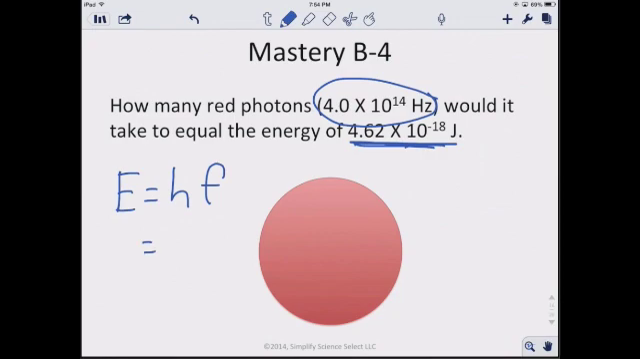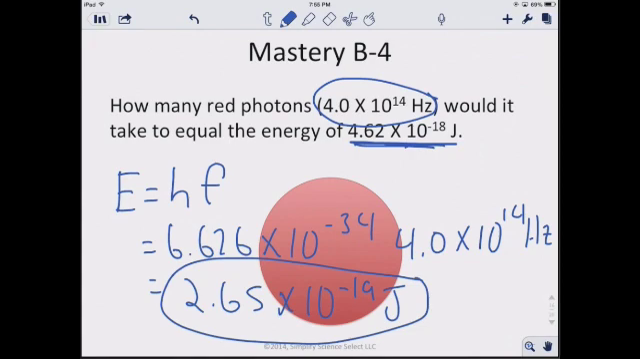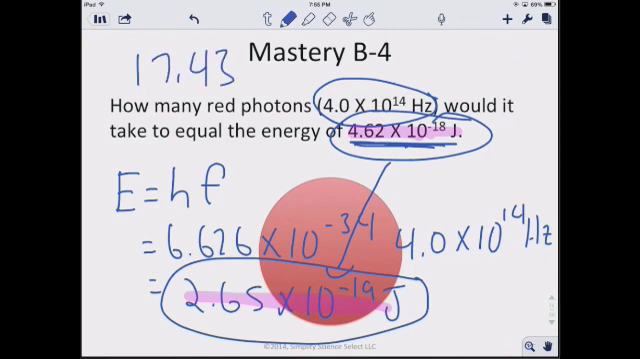So we take our Planck's constant, which is 6.626 times 10 to the negative 34th, times our frequency, which is 4.0 times 10 to the 14th hertz. We go ahead and calculate this, and this will give us the energy of one photon. So 2.65 times 10 to the negative 19th joules. That's the energy of one photon. So what we want to do is divide this energy by the energy of one photon, and we'll see how many photons we actually need. And when we divide this number by that number, we get an answer of right around 17.43 red photons, which we would actually need to get that energy.